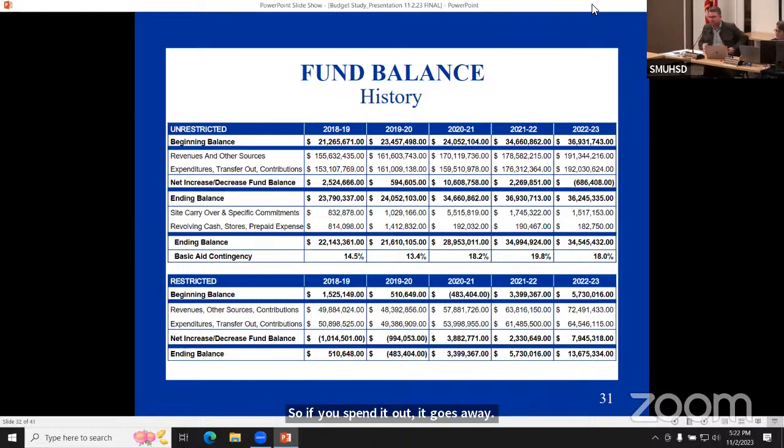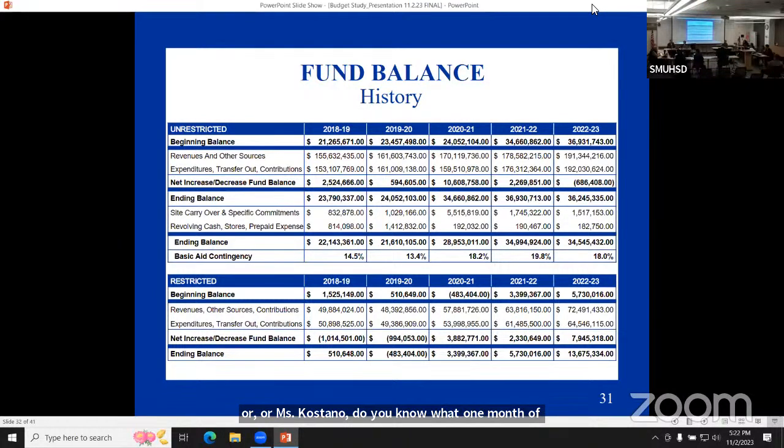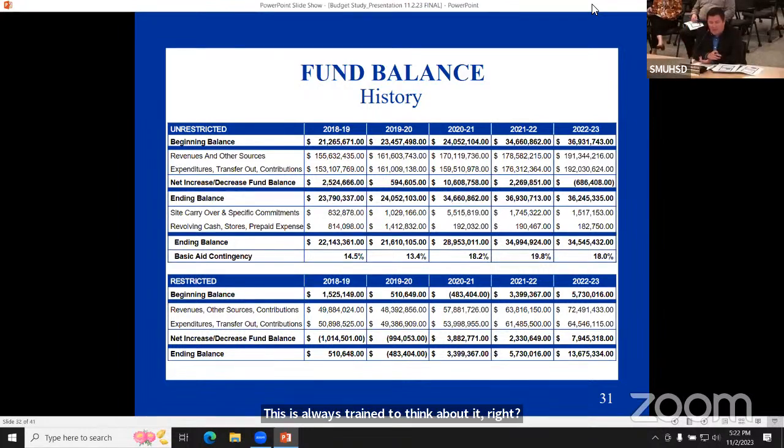Do you know, Ms. Miller or Ms. Castano, what one month of payroll is across our district? This is how I was always trained to think about it. One month is a little over 8% of our annual budget. The Government Finance Officers Association recommends a two-month reserve, which is about 17%.